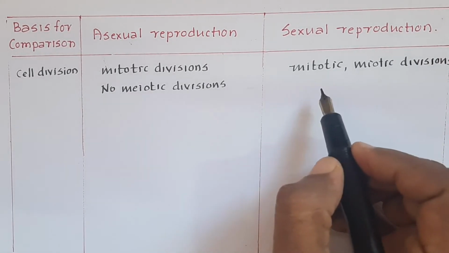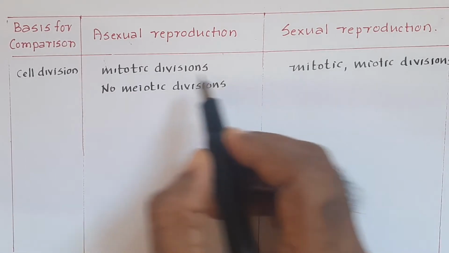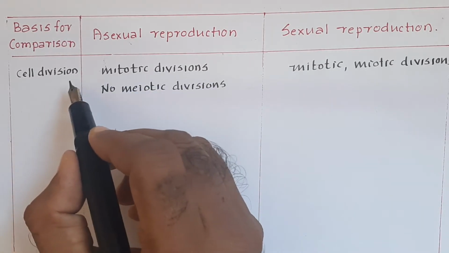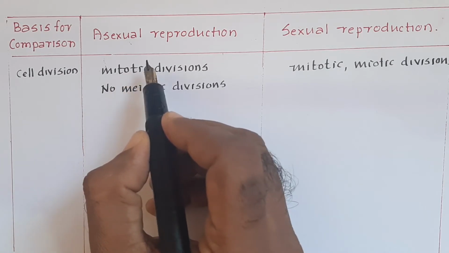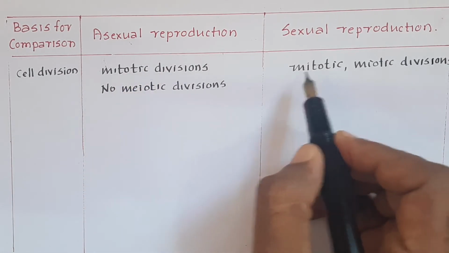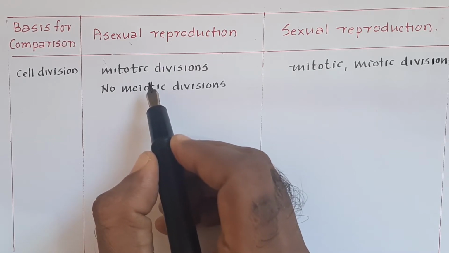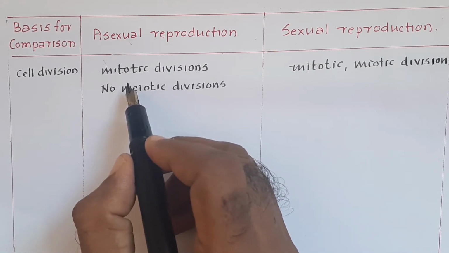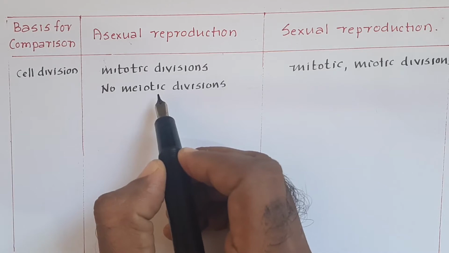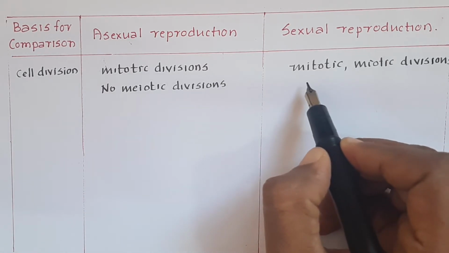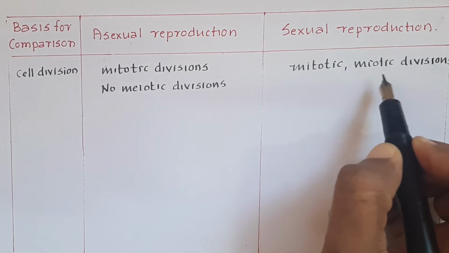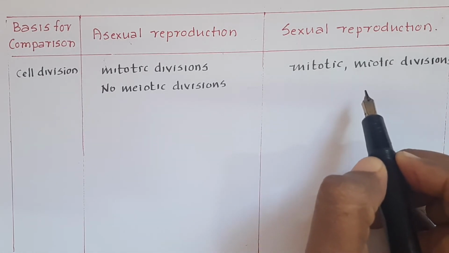So here, on the basis of cell division, we can differentiate asexual reproduction from sexual reproduction in this way. In asexual reproduction, what happens? Only mitotic division takes place, but there is no meiotic division. But in case of sexual reproduction, both mitotic and meiotic divisions take place.